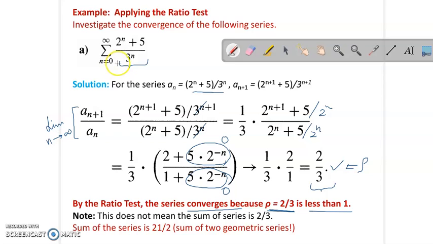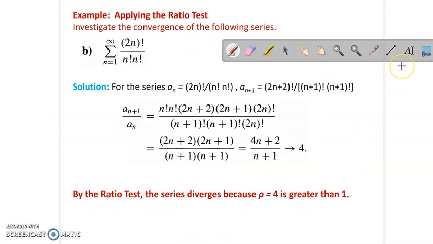Write it as summation (2 by 3) raised to the power n, that is one geometric series, plus 5 upon 3 raised to the power n, another geometric series. Find the sum of the two geometric series, and that will turn out to be 21 by 2. This you can do.